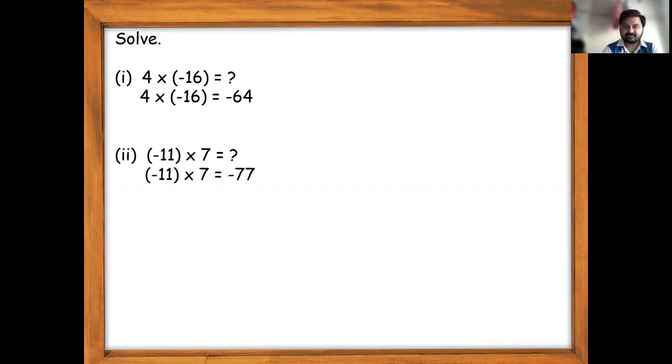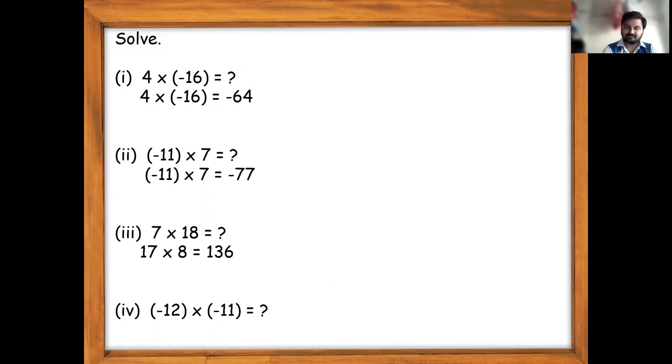Yes, very good. Minus 77 is the correct answer. This is very easy. Quickly multiply. Yes, 136 is the correct answer. And here's the last sum. Now tell me what would be the sign of the final answer?